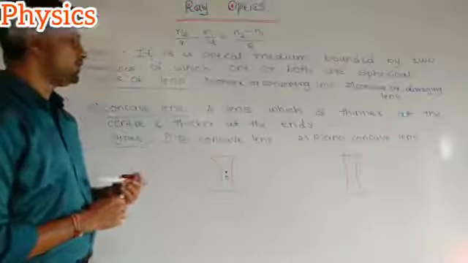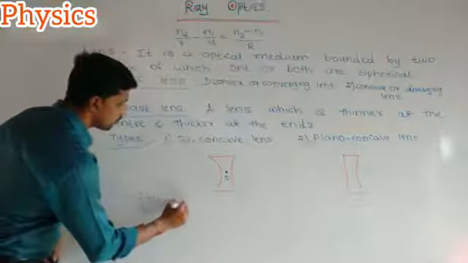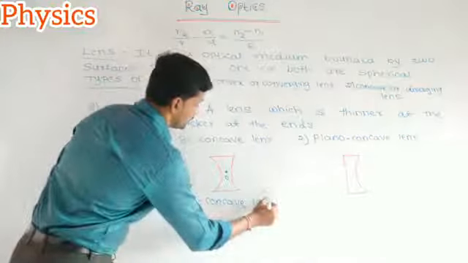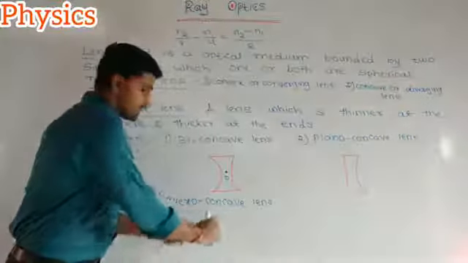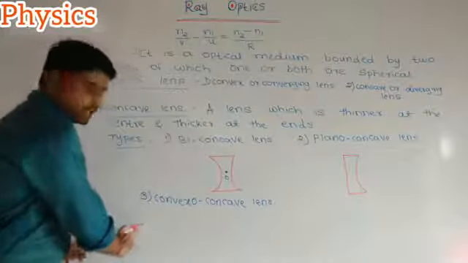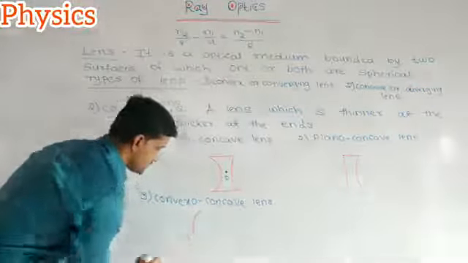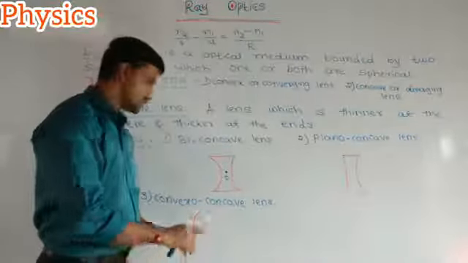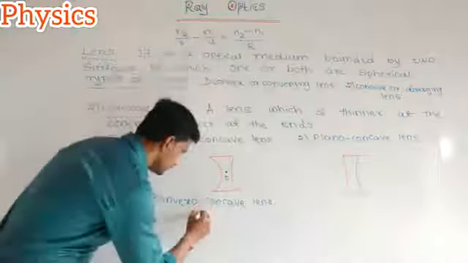And another type of concave lens is the convexo-concave lens. Here it also consists of two surfaces, but one surface should be convex and the other surface should be concave. So if you observe from this side, one surface should be convex like this. This is a convex surface if you observe from this side. And the other spherical surface, if you observe from this side, that one should be concave.